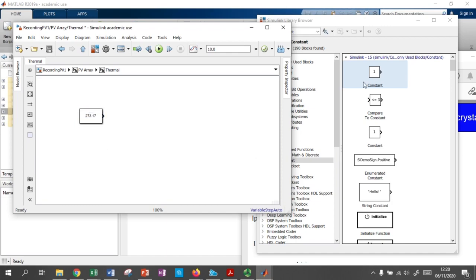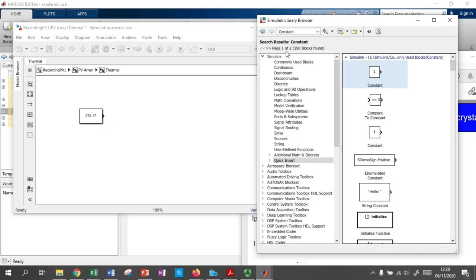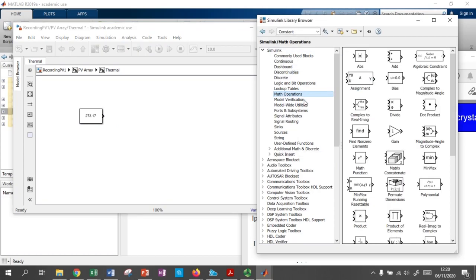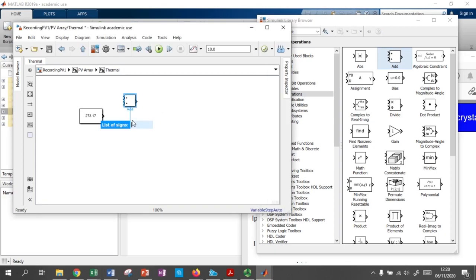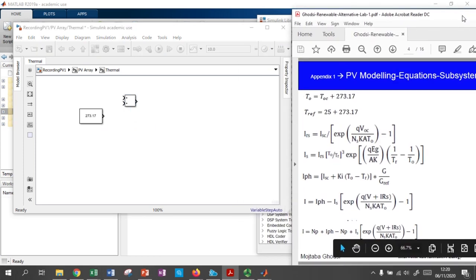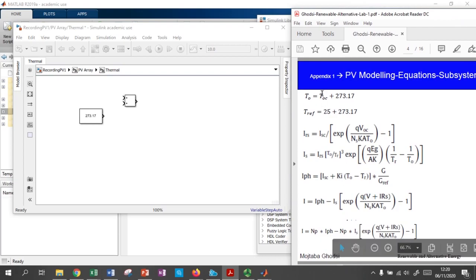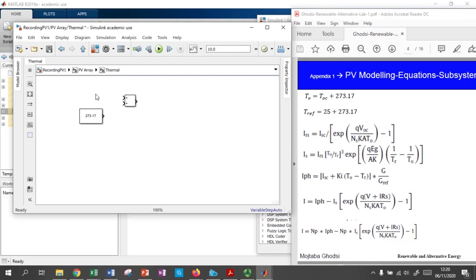Okay. Now I will use the mathematical operations. In the math operations, I can use the add. I will add. Then what is the next one? I need one input. This is, as you can find here in the Word and the PDF file, TOC. It's the temperature in centigrade. Okay, we need some input.